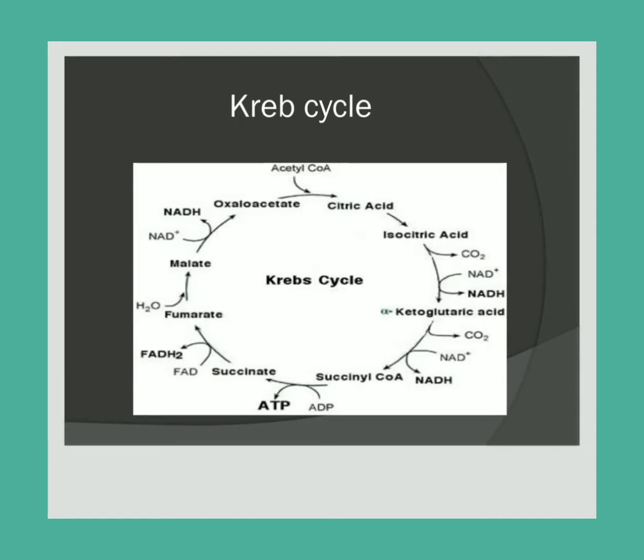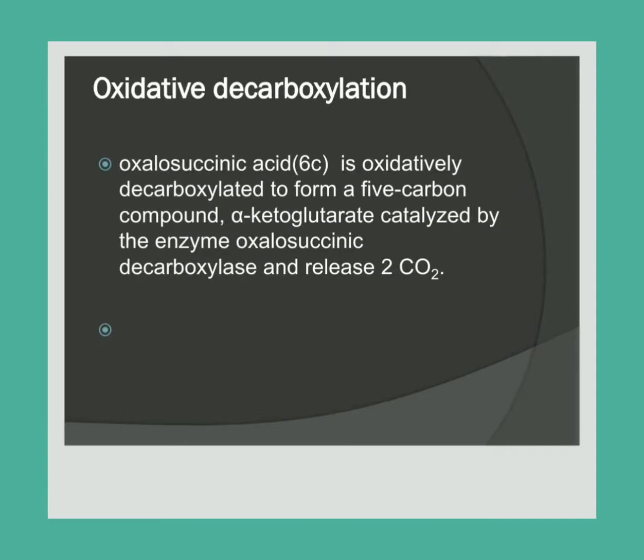The next reaction after the oxidation is oxidative decarboxylation. Oxalosuccinic acid, which is a 6 carbon compound, is oxidatively decarboxylated. That means a carbon is removed from this 6 carbon molecule to form a 5 carbon compound, that is alpha ketoglutaric acid, which is catalyzed by the enzyme oxalosuccinic decarboxylase, and it will release 2 carbon dioxide because there are 2 oxalosuccinic acid molecules, so that's why 2 carbon dioxide are formed. So alpha ketoglutaric acid is formed in this reaction.